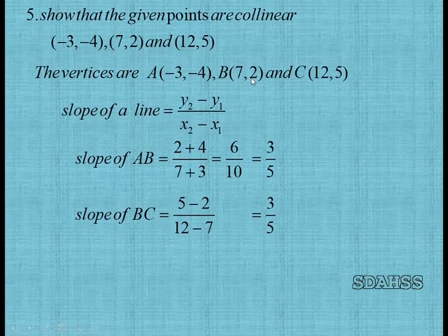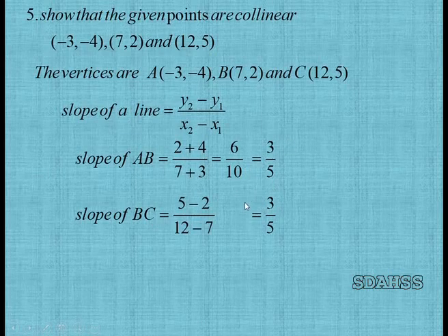Now this is x1 y1 and this is x2 y2. Substitute the values. So 5 minus 2 divided by 12 minus 7. 5 minus 2 is 3, 12 minus 7 is 5. Now 3 by 5. Now look at the slopes AB and BC. Both slopes are equal. So the given points are collinear.